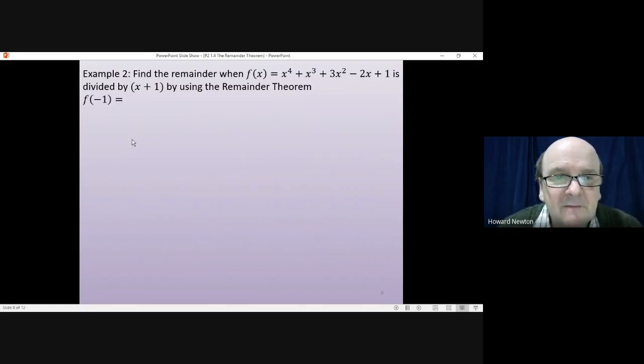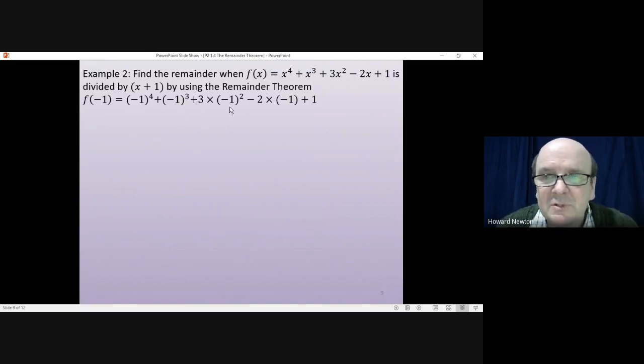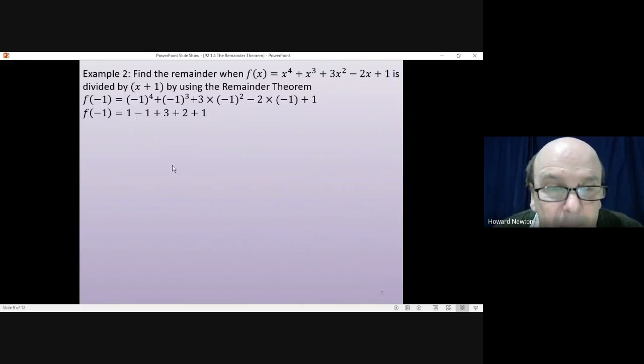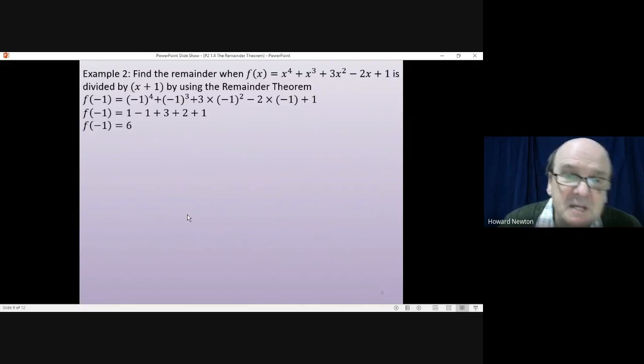Okay, let's have a look. So if we put minus 1 into there, x equals minus 1, that'll give us minus 1 to the 4 plus minus 1 cubed plus 3 times minus 1 squared, minus 2 times minus 1 plus 1. All of that you could put into the calculator, making sure you're careful with brackets. Or if we do it the long way, it would give us that, which gives us 6 for the answer. And that means if I divide this quartic by x plus 1, I will get a remainder of 6.